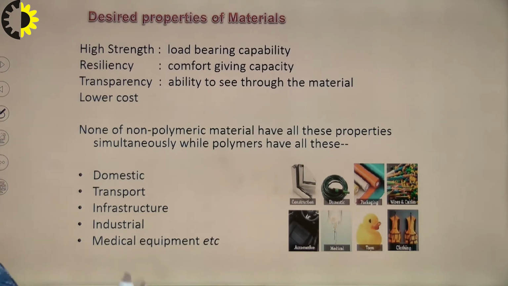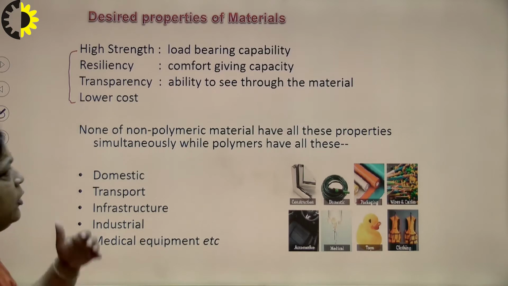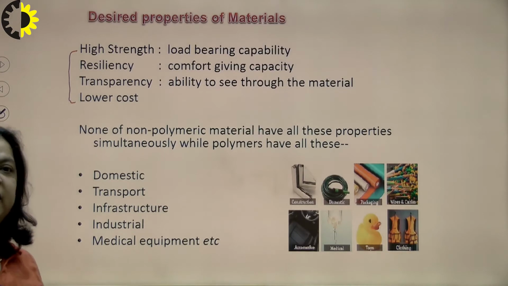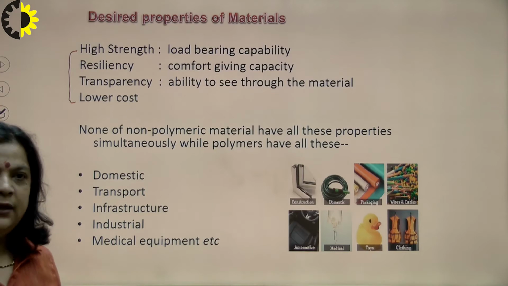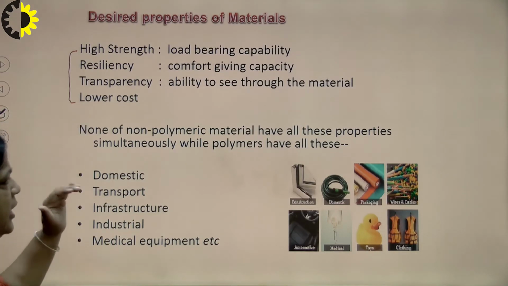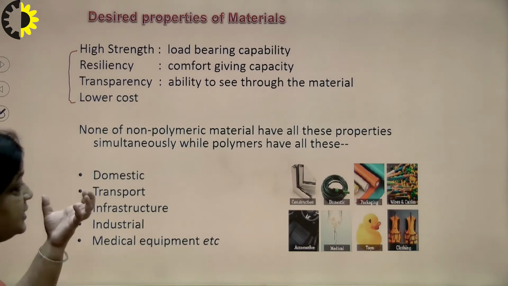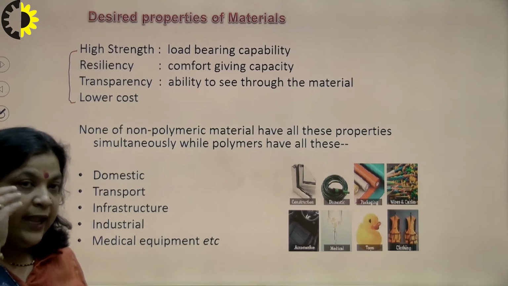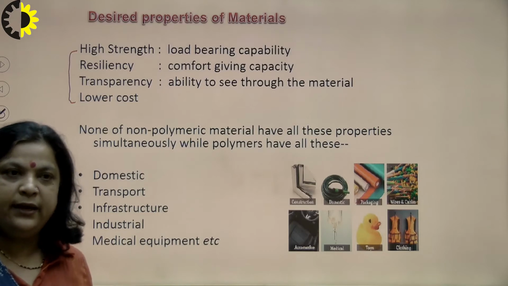These are the desired properties of material which we want. High strength, because of load bearing capability. Second is resilience, because of comfort giving capacity. Transparency, so we can see through the material, and lower cost. No non-polymeric material has all these properties simultaneously, but the synthetic polymers which we make according to our requirement can have these properties in a single polymer simultaneously.